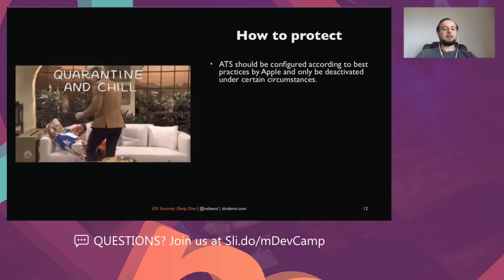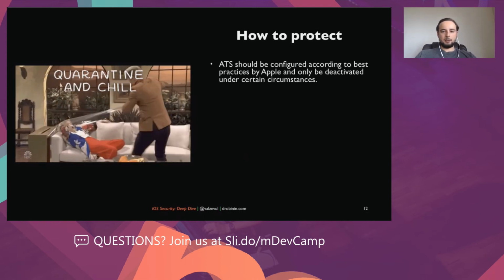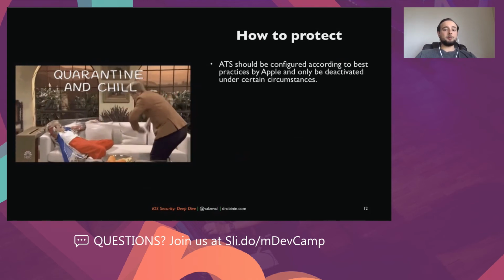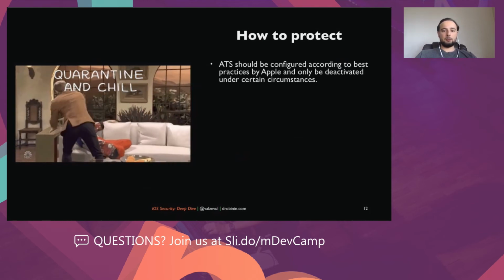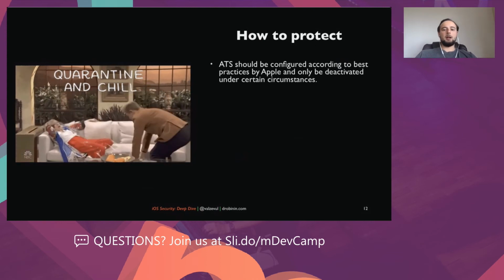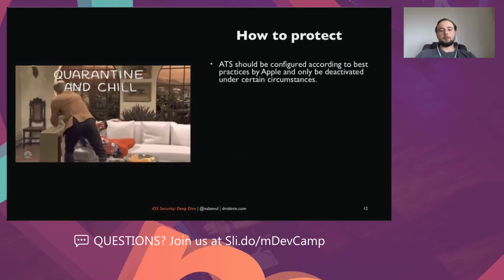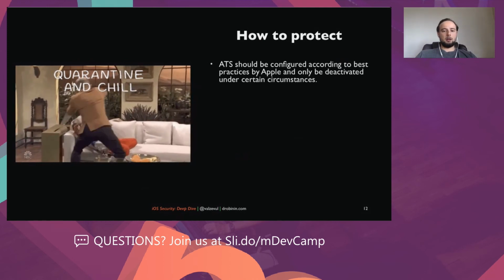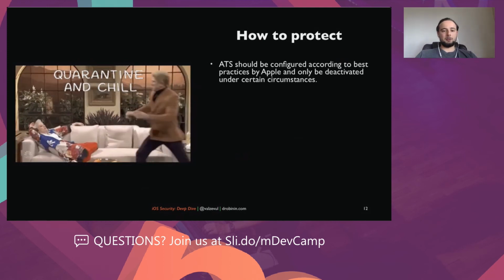And that's the main takeaway. If you want to protect the network authentication, the first thing you should care about is App Transport Security, which should be configured according to the best practices by Apple. And if you want to deactivate certain bits of that, do it only under very specific circumstances when you are 100% sure that that's what you need to do.